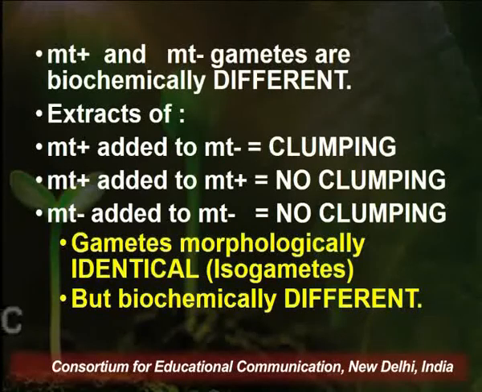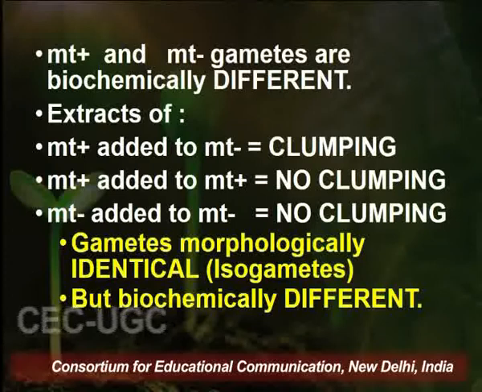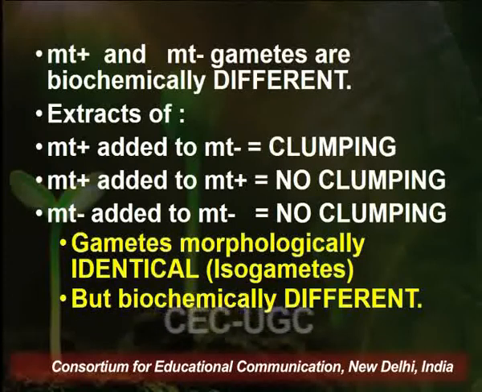If we add MT plus to MT plus, then there is absolutely no clumping. But if we add MT minus to MT minus, again there is no clumping. But if you add the opposite strains, that is MT plus added to MT minus, then there would be clumping, which means that the gametes are morphologically identical but biochemically different. So this is a very primitive type of sex determination.